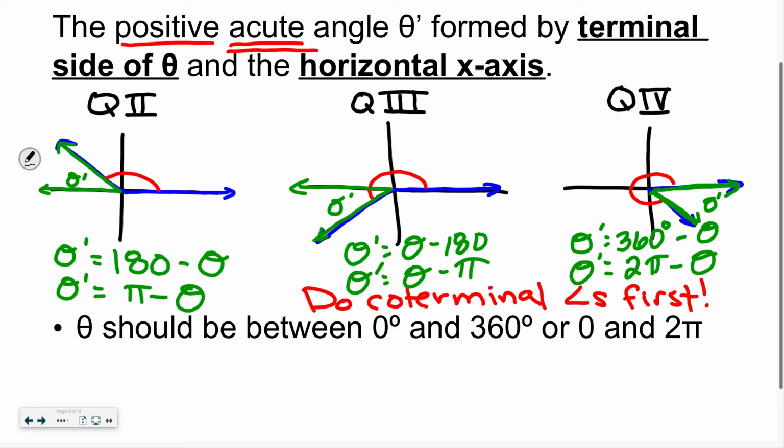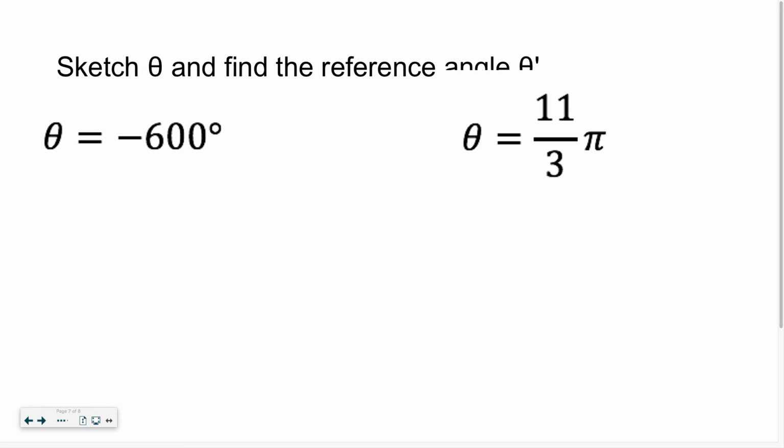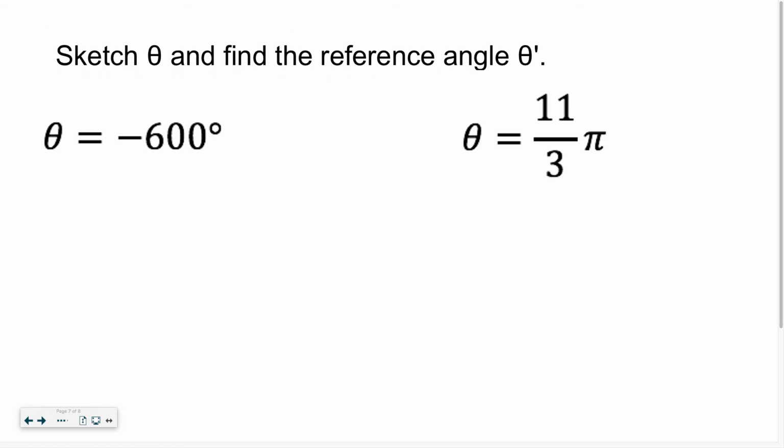Now, those rules with the thetas don't work if theta isn't within one positive revolution. So you got to do that coterminal angle stuff first. So just really quickly, I'll show you an example so you're prepared for it when you see it on your homework. They'll ask you to do these two things with a reference angle. They'll ask you to sketch the original angle, and then they'll ask you to find the reference angle. So theta prime always means the reference angle.